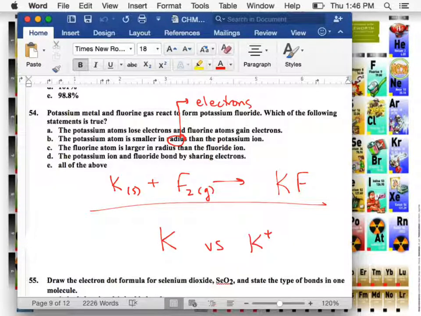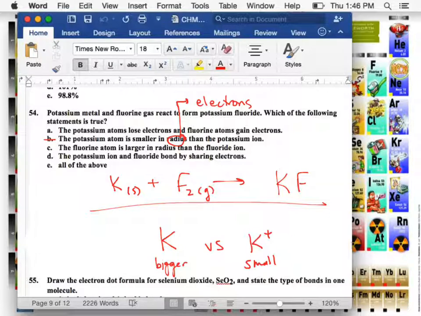The electrons. If I go to potassium versus potassium ion, it lost electrons, which means what happens to its size? Potassium ion is smaller. So far, so good? What does the statement actually say? Potassium atom is smaller in radius than the potassium ion. Well, it says all the right words in the wrong order. By writing it out, I can see that a little bit cleaner.